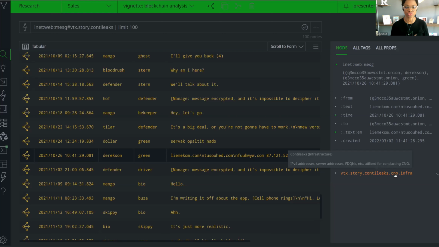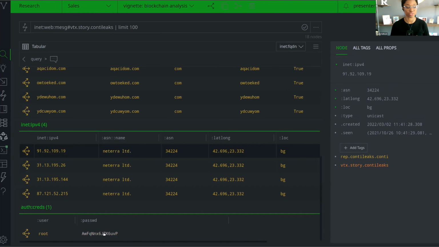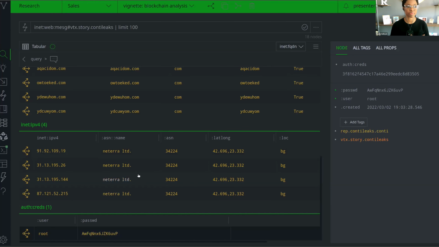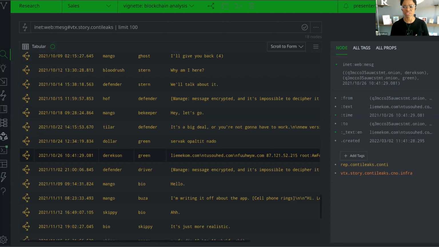If I pivot from this message, what you see is what we have linked. We have the individuals who participated in the conversation, so the web accounts. We have some of the FQDNs that were pulled out automatically using our scrape tool, some of the IP addresses that appear to be infrastructure, and we even modeled and linked back some of the credentials. So all of this was very useful for us.